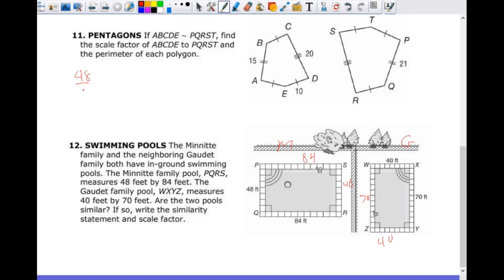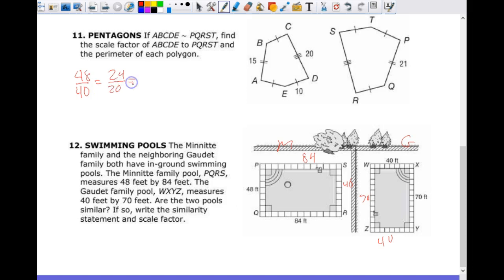It's going to be 40. This is the short side of the pool. This is the short part of the pool. This pool should be twisted around if we wanted it to match, right? So we're going to have 48 over 40. 48 over 40 is going to be reduced. We're going to divide it by 2. 2 is going to be 24 and 20.